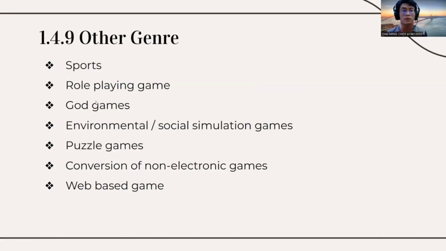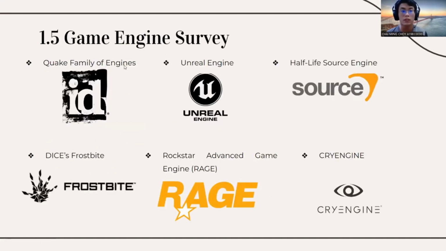Next will be other genres of game. The famous ones will be sports games, puzzle games, and also others like RPG, god games, social simulation games like Sims, and also web-based games. Next will be the game engine survey.